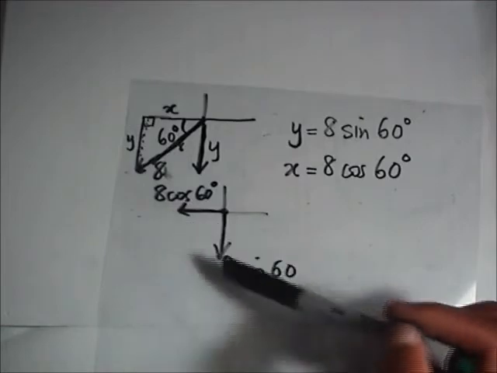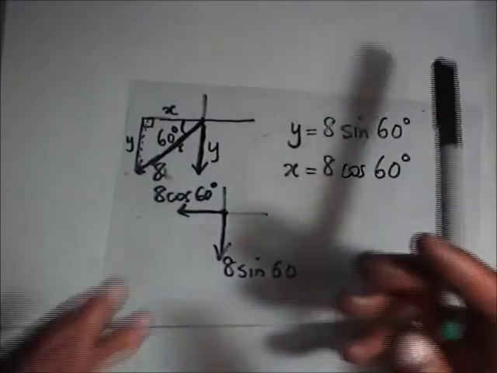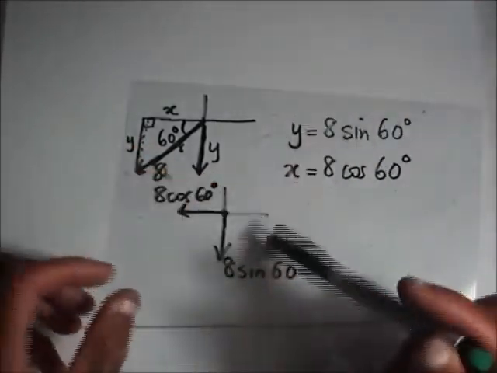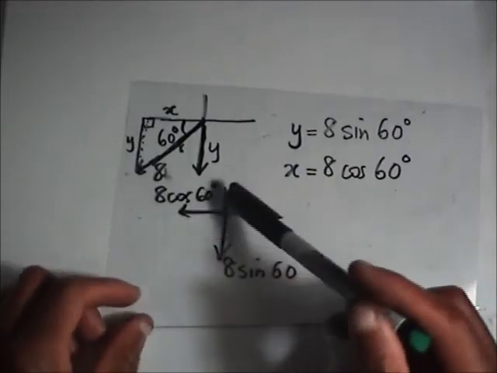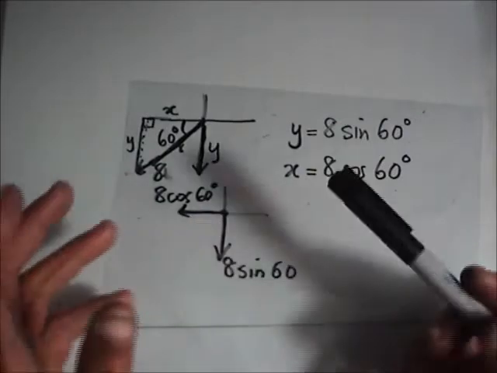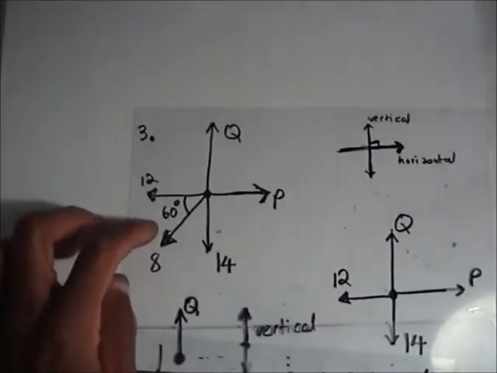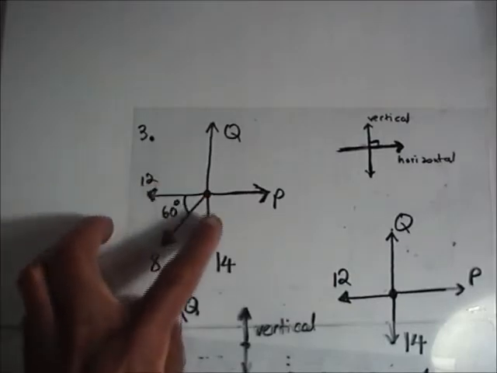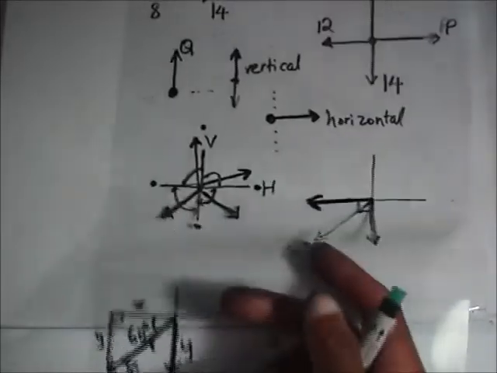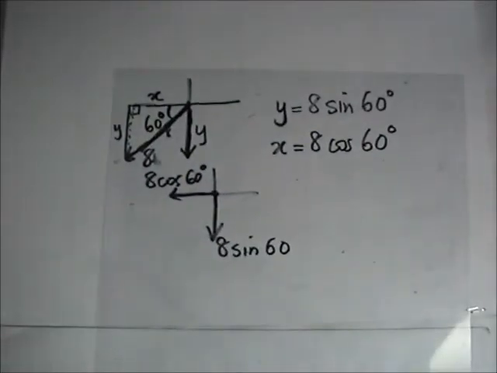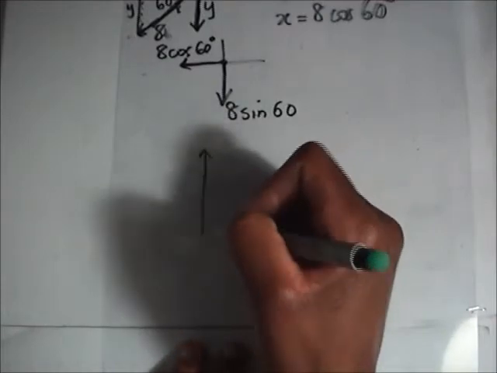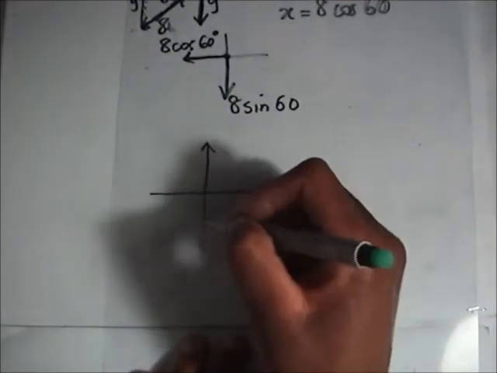So the 8 cos 60 and the 8 sin 60 together will have the same effect as the 8 Newton force that was initially like this. So where does this help? It helps us in our example because now we are getting rid of this and just having a force in this direction and a force in that direction. So let's rewrite our example, with our directions like that.